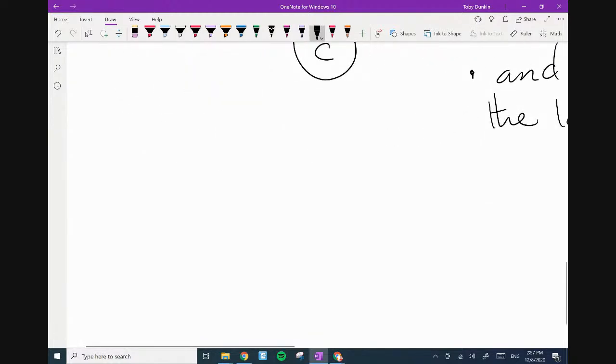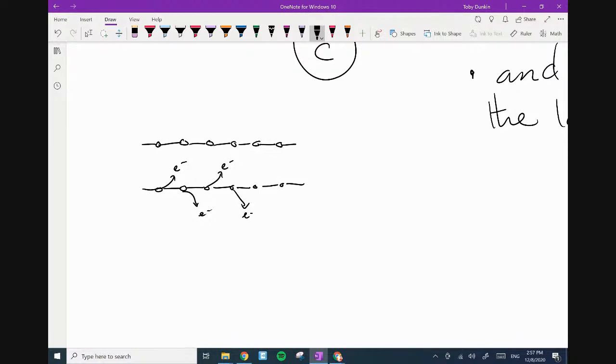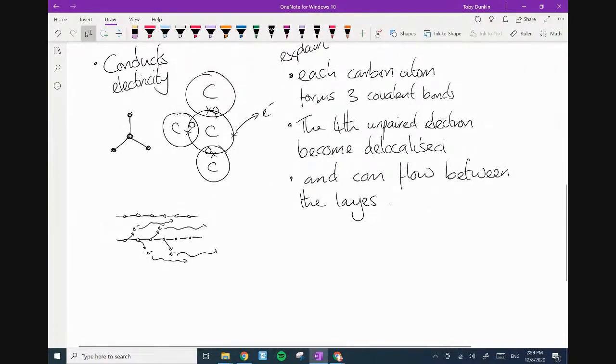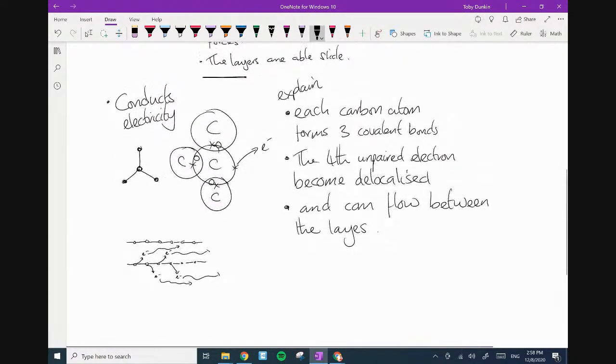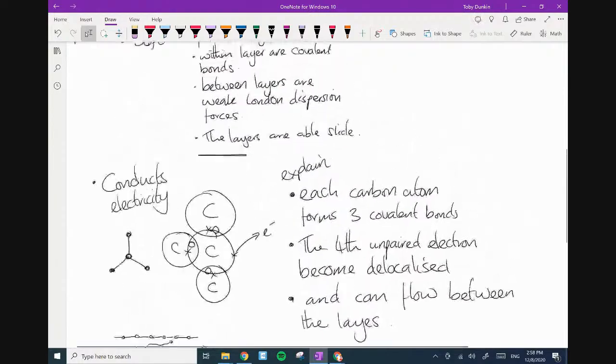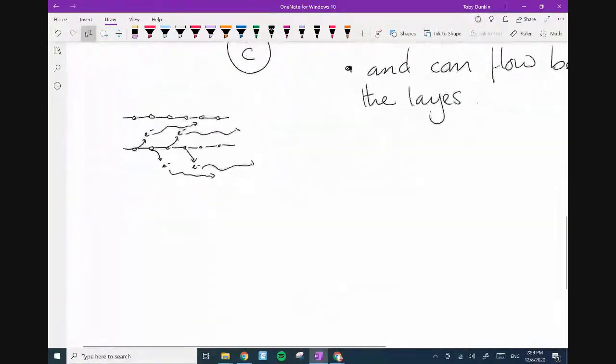So what's happening here is the gap is much larger than the bond length, nearly double. Each carbon atom loses an electron to the gap, and these electrons can flow between the layers, carrying the charge through the structure. So nice and easy. Straight out of GCSE, folks. Right, next property.